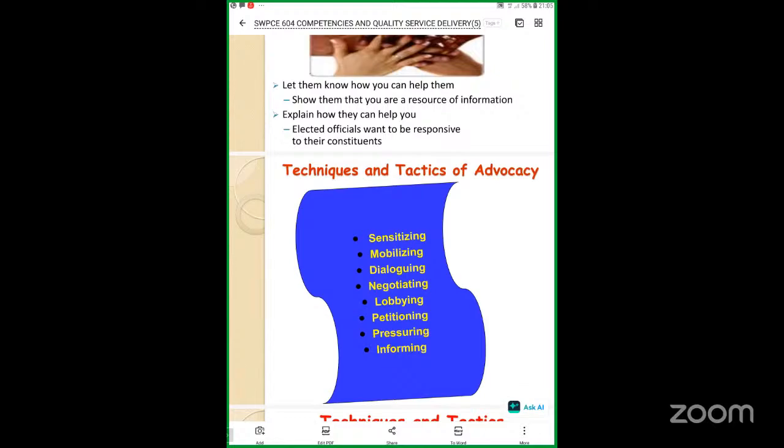Lobbying. Of course, you should know the difference between advocacy and lobbying. Advocacy is a broad activity, while lobbying is just a specific aspect of advocacy. It's a specific activity that you carry on in advocacy with a view to influencing specific people like legislators, policy makers on a particular activity or a particular program. Whereas advocacy is just a broad activity that has lobbying within it.